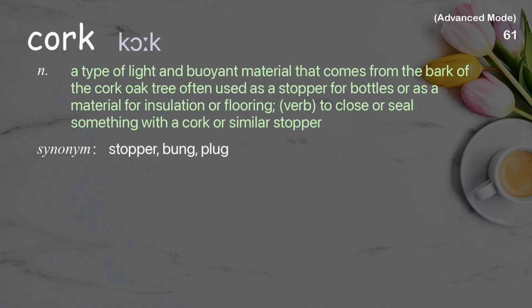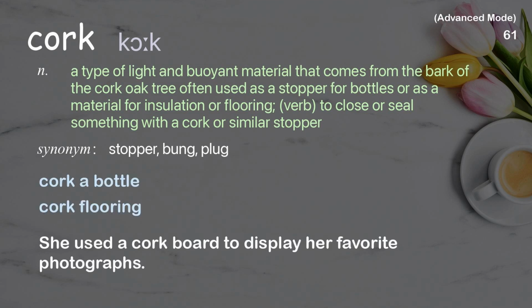Cork. A type of light and buoyant material that comes from the bark of the cork oak tree, often used as a stopper for bottles or as a material for insulation or flooring. Verb, to close or seal something with a cork or similar stopper. Examples: Cork a bottle. Cork flooring. She used a cork board to display her favorite photographs.